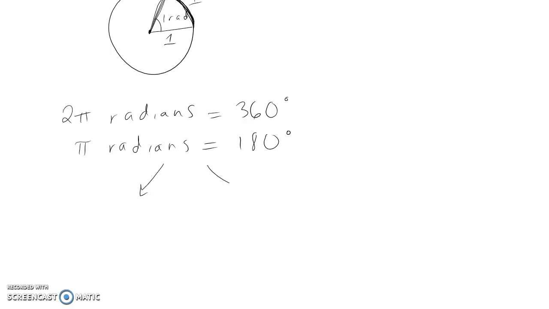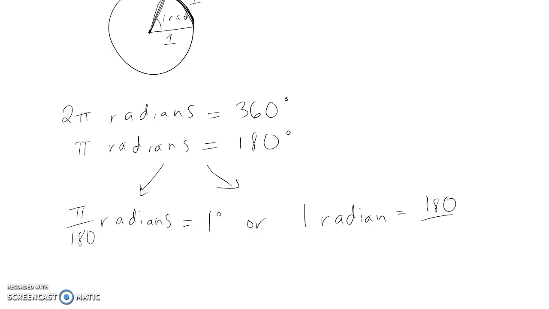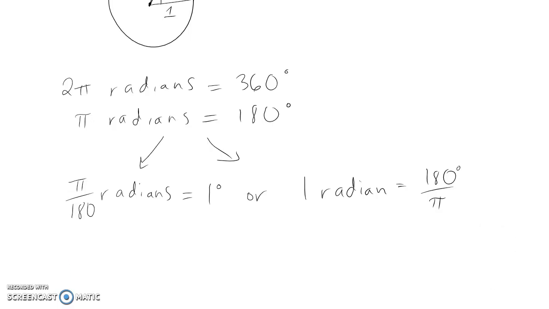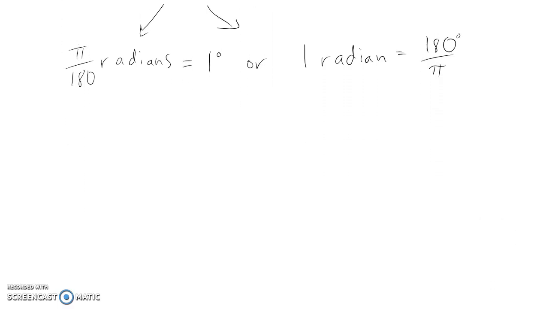That idea, that pi radians is equal to 180 degrees, gives us 2 ideas. If I divide both sides of this equation by 180, I get pi over 180 radians is equal to 1 degree. So that's how many radians are in 1 degree. Or we can also think of dividing both sides by pi so that we get 1 radian is equal to 180 over pi degrees. Okay, so that's the relationship. And we can use this relationship to convert between degrees and radians, and vice versa.